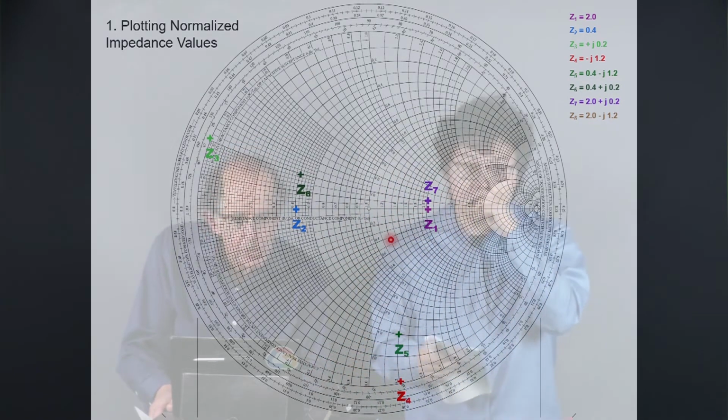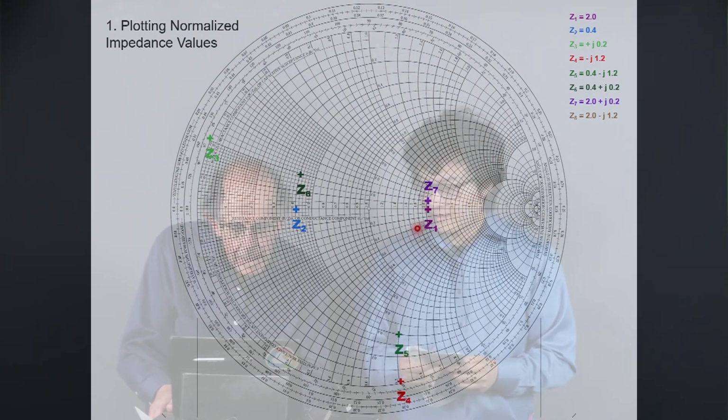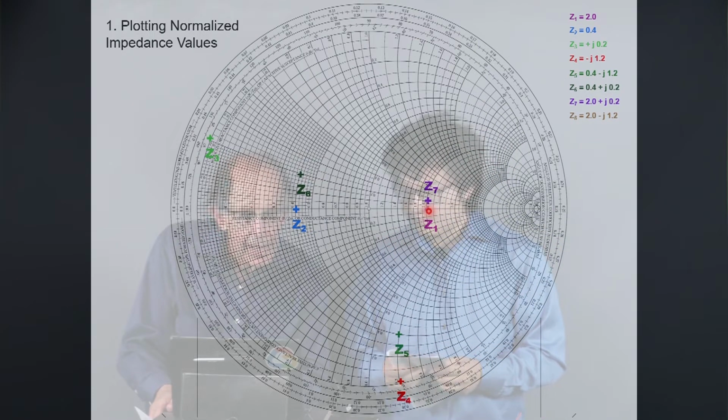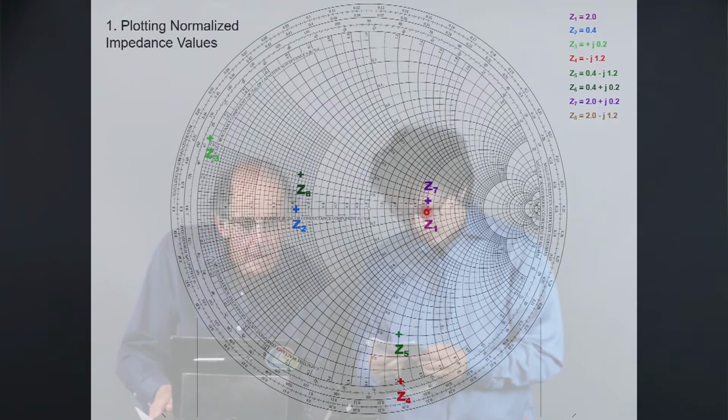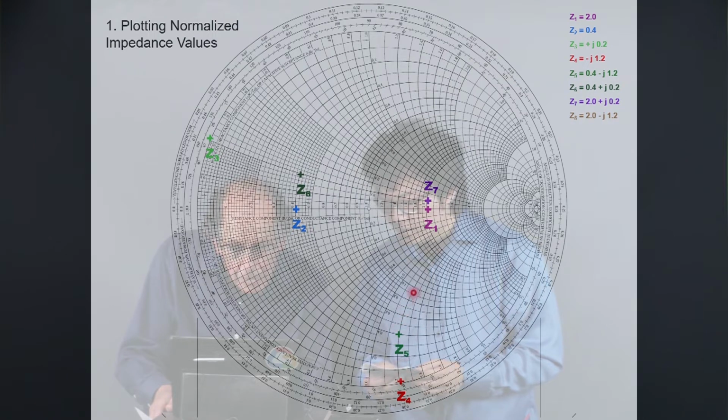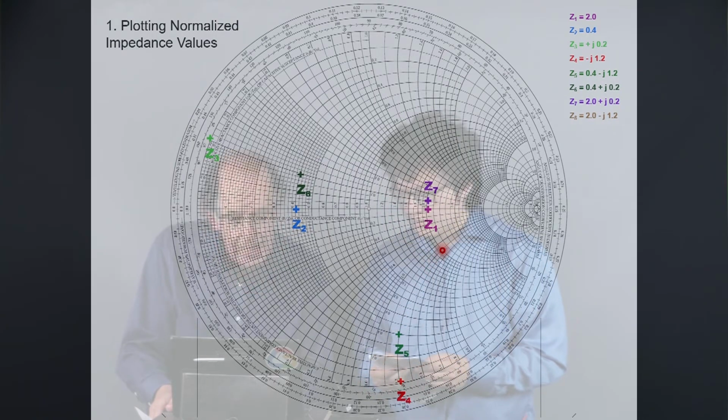So the 2.0 ring is from Z1. Here's Z1. And now we want to go, no, it's not. It's 2 here. That's right, 2 minus j1.2. Here's the minus 1.2 and 2. You agree with that, Sam? Yep.